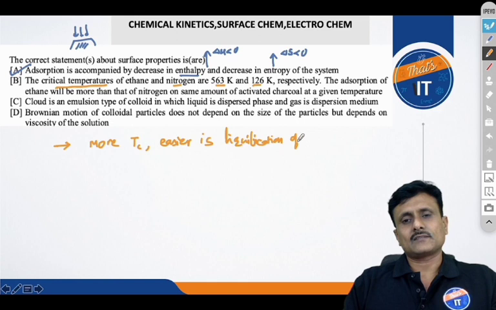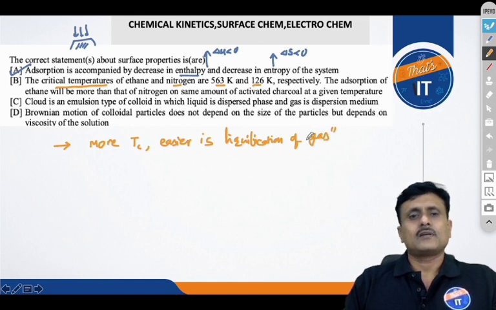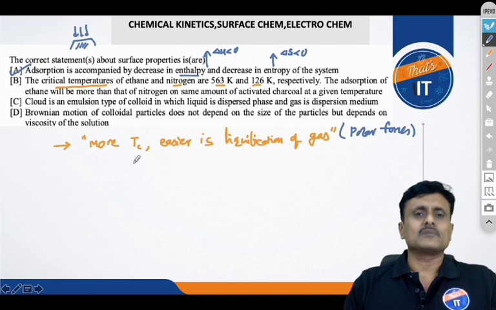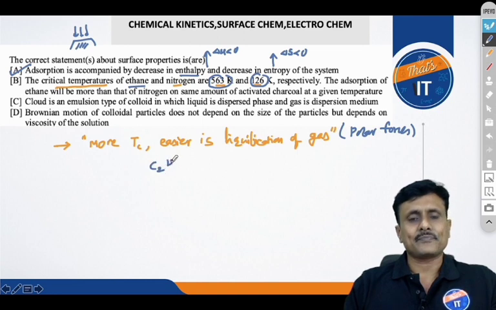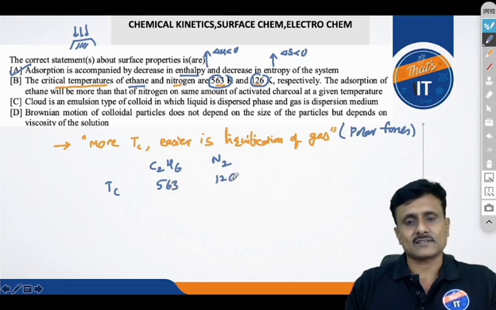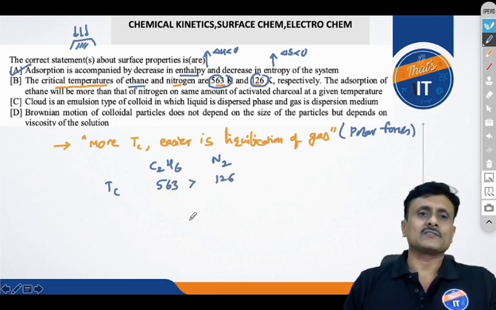Of the gas. That means maybe that gas has the polar forces. As we could see, when you are comparing ethane and nitrogen by virtue of their critical temperature, you can see that ethane and N2 are being compared. The critical temperature here is 563 and here is 126. That of ethane is more.